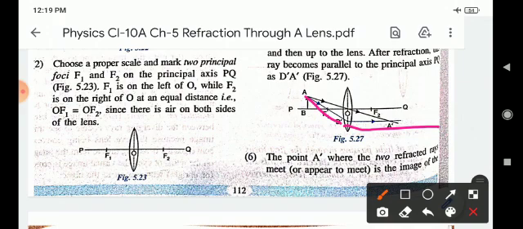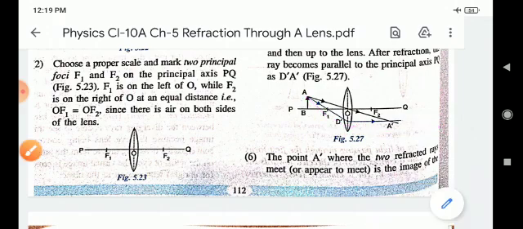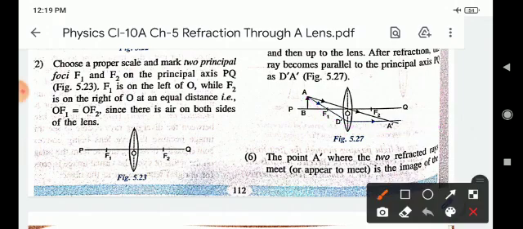For the second ray, the other choice can be to draw a ray AD dash from the top point A of the object passing through the first focus F1 and then up to the lens. After refraction, this ray becomes parallel to the principal axis PQ as D dash A dash. That is D dash A dash. It passes through the focus and bends parallel to the principal axis.